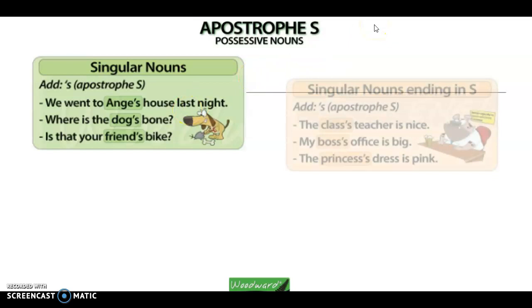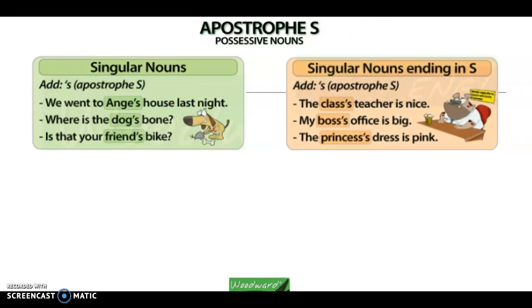And when there is a singular noun ending in s, we add apostrophe and s again. It is the case of the class's teacher is nice, or the boss's office is big, the princess's dress is pink.